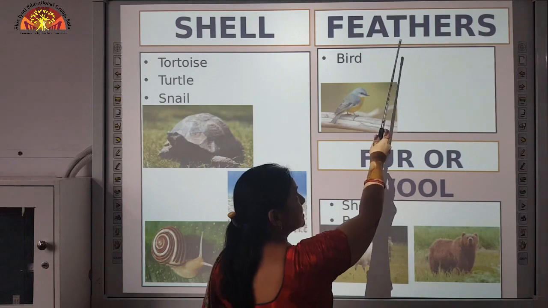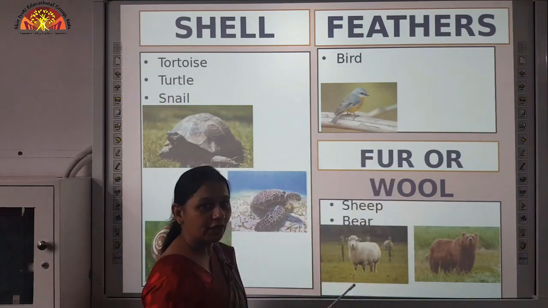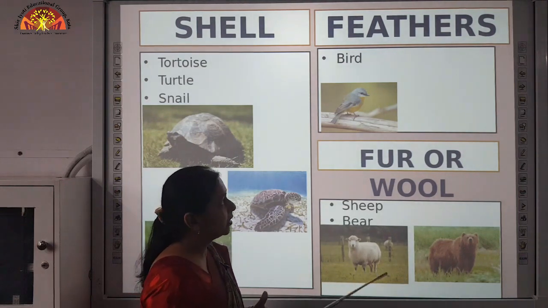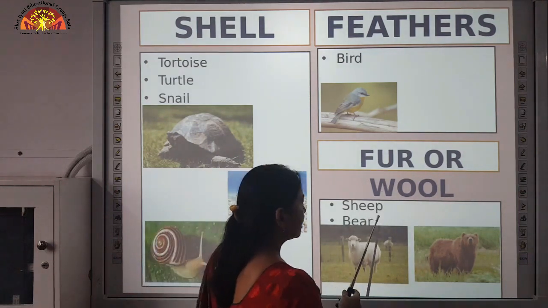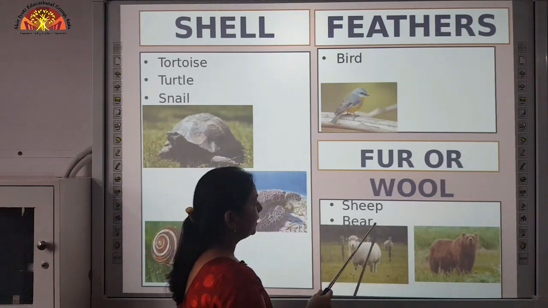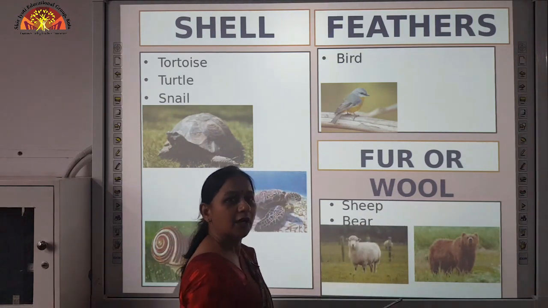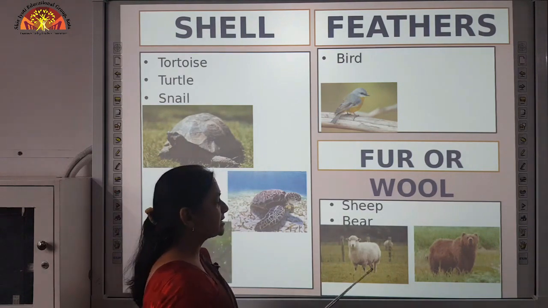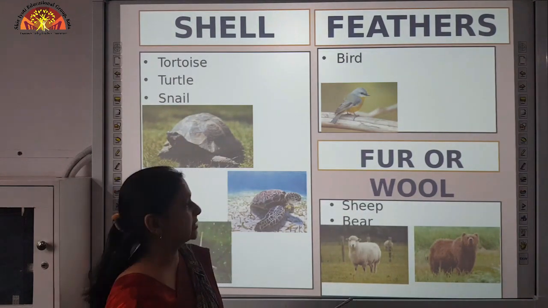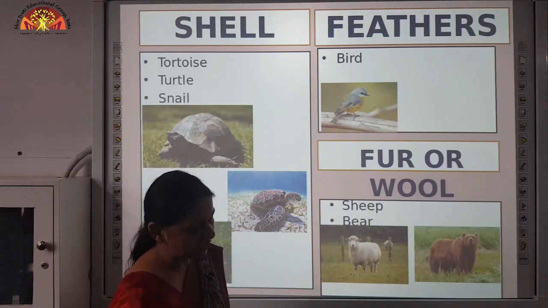In the same way, birds have feathers as their body covering. These feathers protect them from rain and cold. Same way sheep and bear. Sheep has wool and bear has fur as their body covering, which protects the bear from harsh weather conditions. So this was all about body covering.